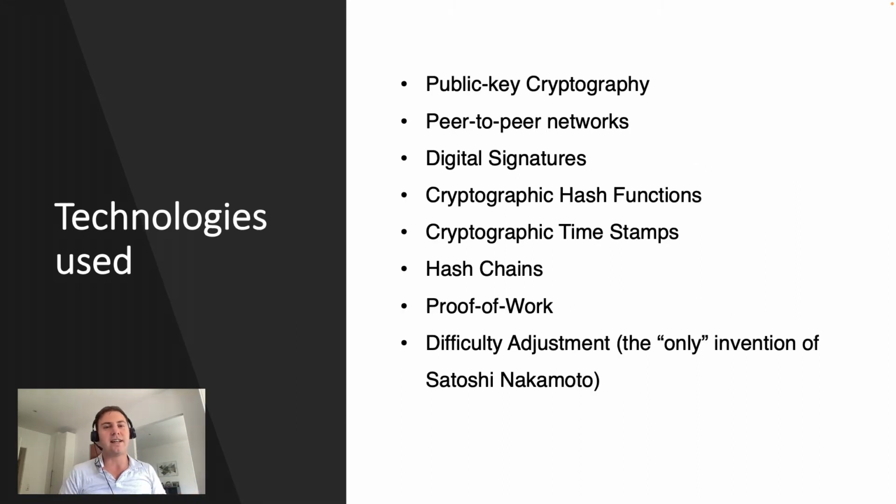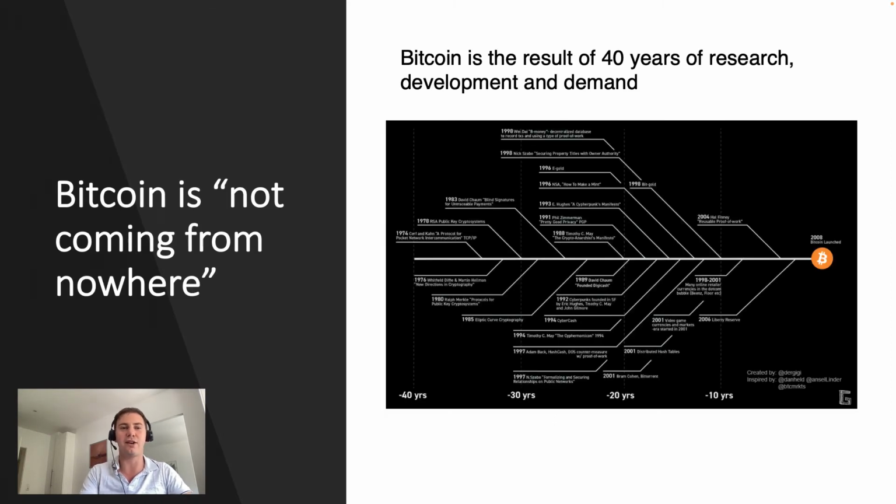The technologies that are used by Bitcoin are public key cryptography, peer-to-peer networks, digital signatures, cryptographic hash functions, cryptographic timestamps, hash chains, proof of work, and difficulty adjustment. Very interesting is that only the last one is the real new invention of Satoshi. All the other technologies already existed, which means that Satoshi was standing on the shoulders of giants who had already created many different technologies. Let's see this more in depth.